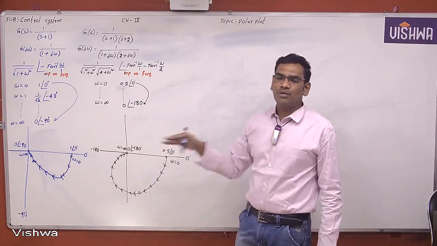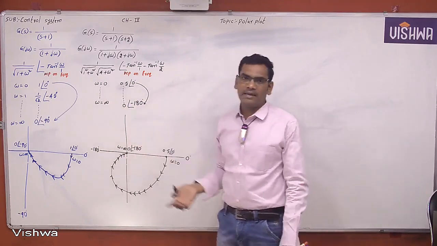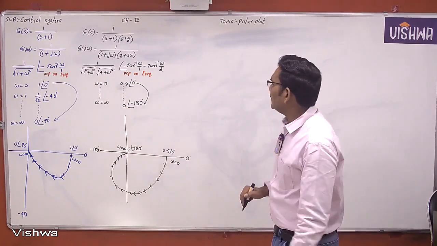Now how should you move? You move by a shortest path or a long path. That is the way to draw the polar plot. Understand or not? Now the same.